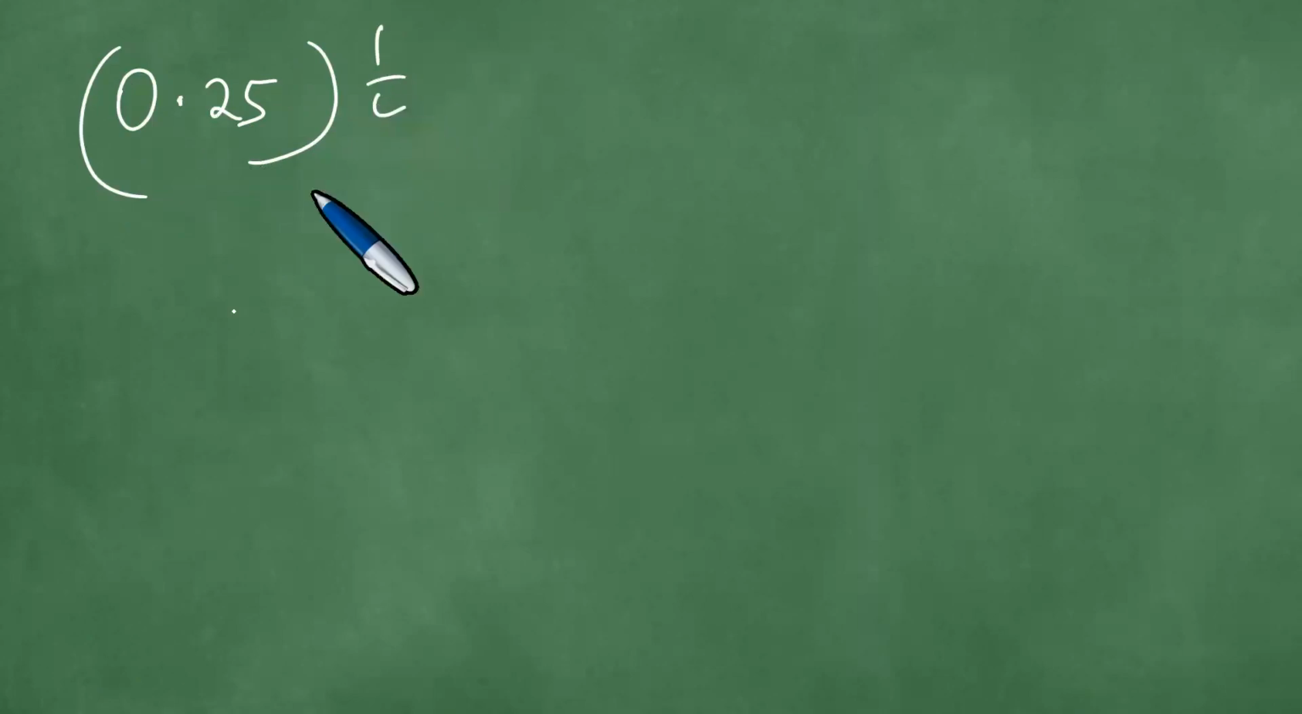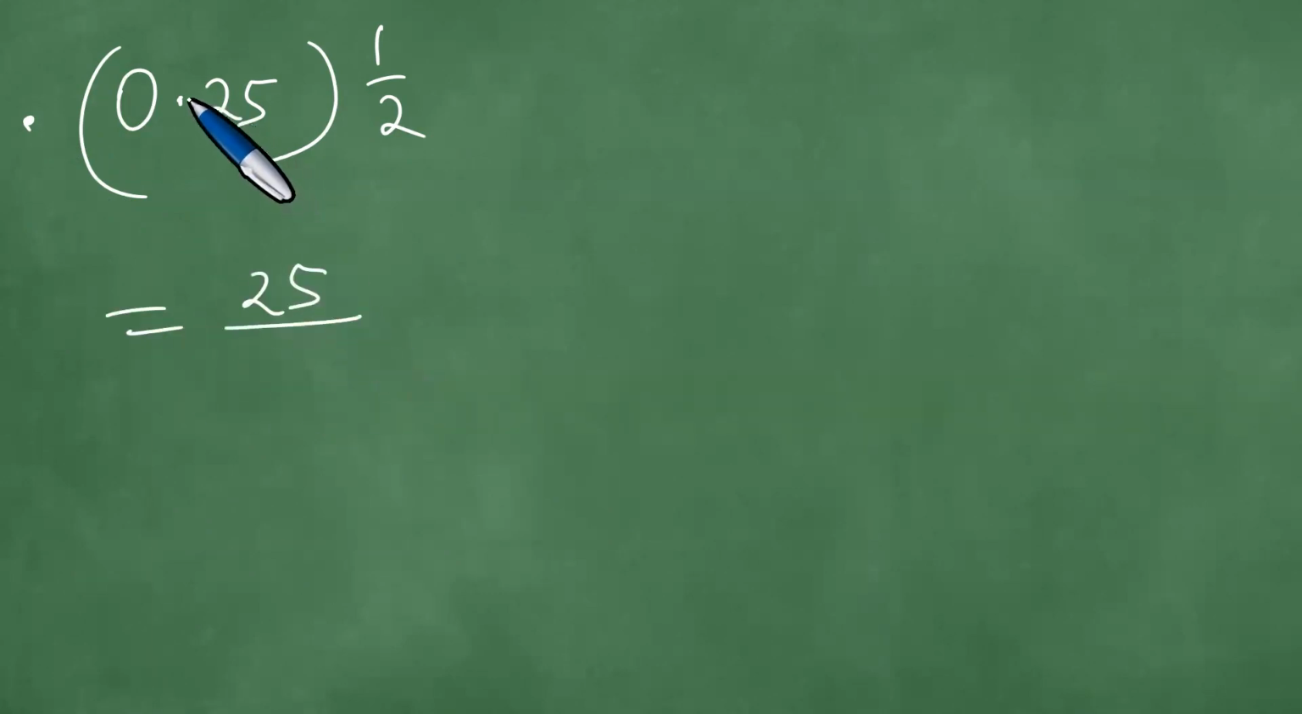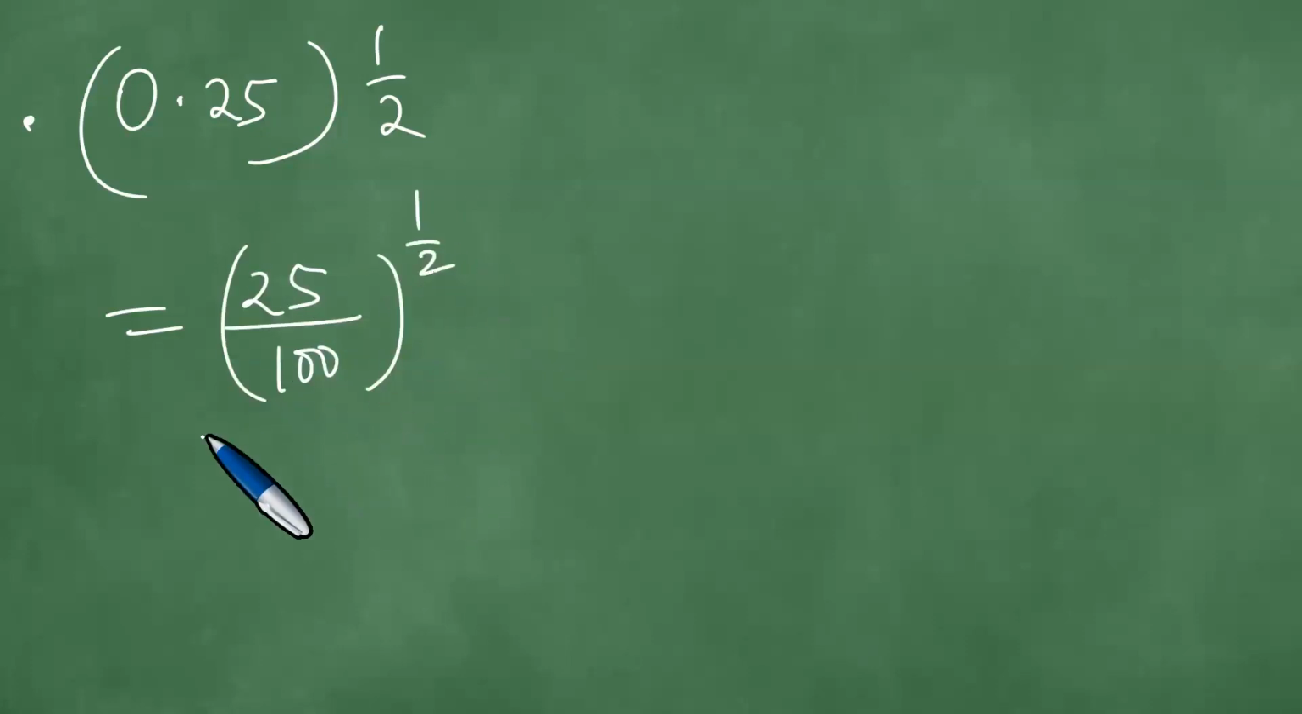Okay, so what about 0.25 raised to 1/2? What's the answer? What do we do here? Twenty-five over 100. Well done. You're a superstar. Because you move the decimal point 2 places, you divide by 100 because there are 2 zeros. Then what is the next step here? What do we do next?